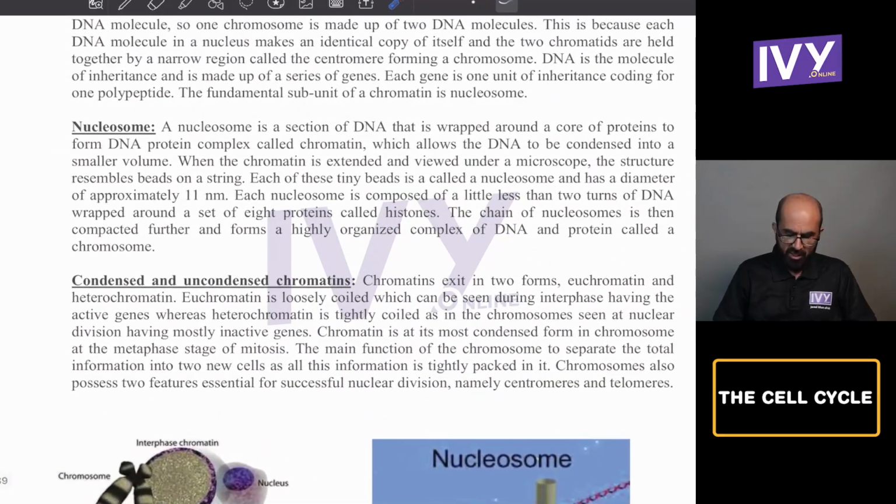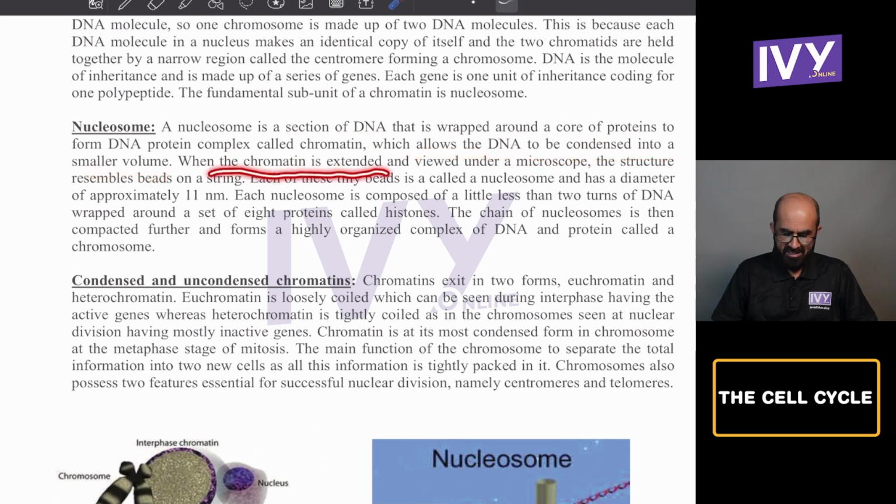So what is a nucleosome? A nucleosome is a section of DNA that is wrapped around a core of protein. It's a section of DNA, not the entire DNA, only a part of the DNA, which is wrapped around the protein core. That protein core is called histone, to form a DNA protein complex called chromatin. So chromatin is a complex of DNA and histone protein. But if you talk about only one histone protein core and the overlapping DNA, then it makes the nucleosome, which allows the DNA to be condensed into a smaller volume.